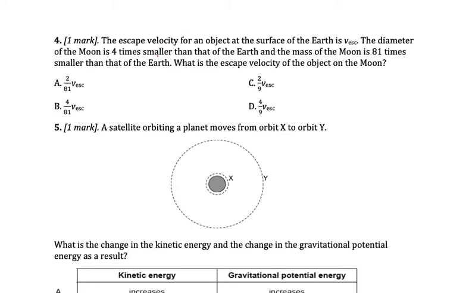ratio. So we want the escape speed for a planet. We're comparing two masses again, the moon and the earth. So let's make our table here. Here would be the earth and here would be the moon. What do we know? We know the diameter of the moon is 4 times smaller. So if the diameter is 4 times smaller, the radius is also 4 times smaller. So if this is 1r, we can write that as 4r. And the mass is 81 times smaller. So if this is m, this would be 81m.